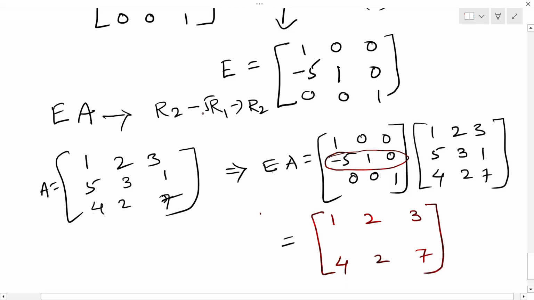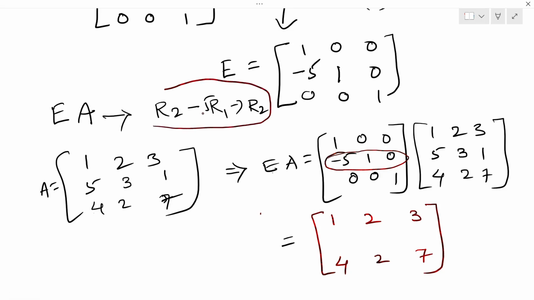So in the second row, what should I write? Second row, R2, this operation will take place in A. That means R2 minus 5R1 stored in R2.